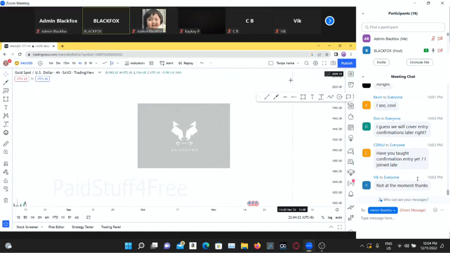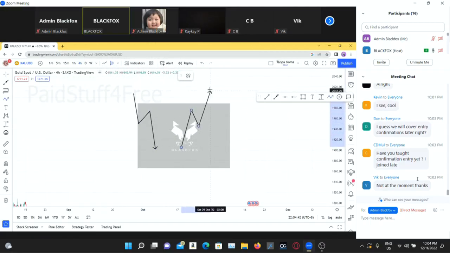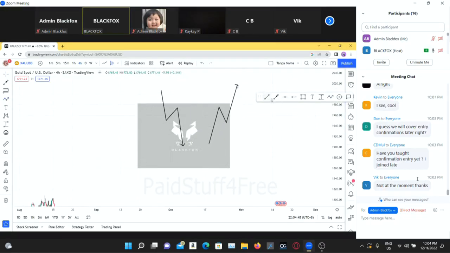So my setup, my entry style. Okay, this one is breakout setup sell. This one is breakout setup buy. So this one breakout, and then this one breakout. So we will entry at resistance and support. Sell at resistance, buy at support.